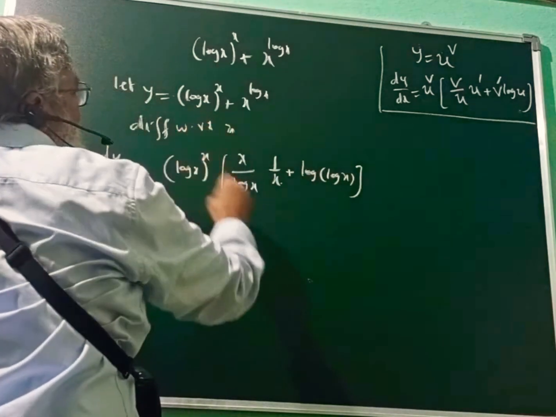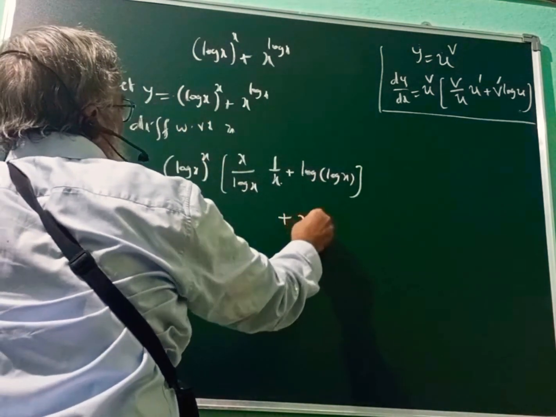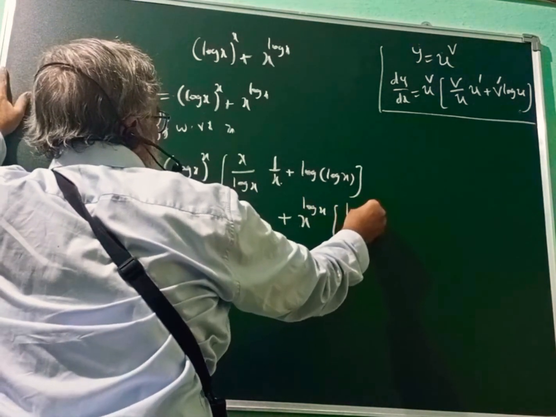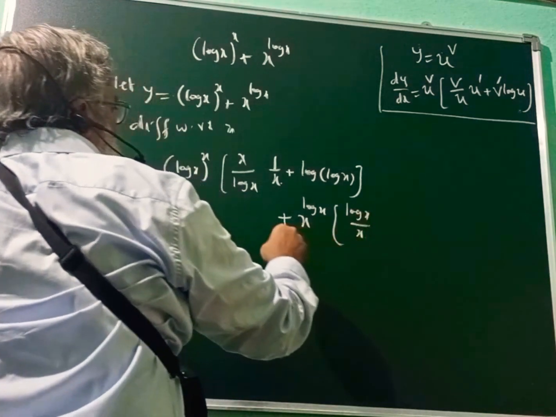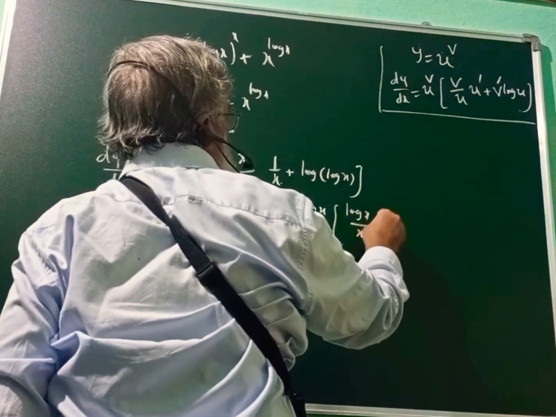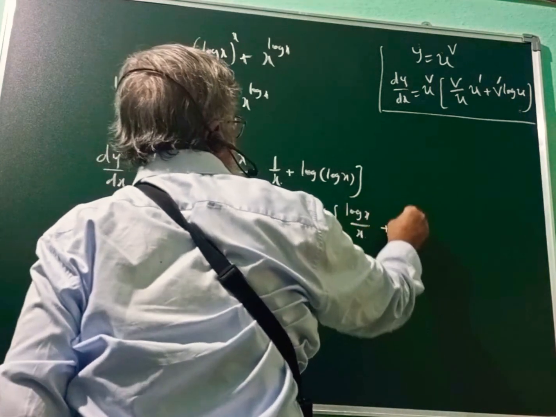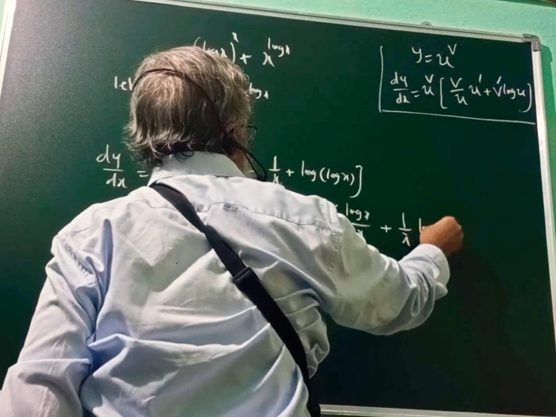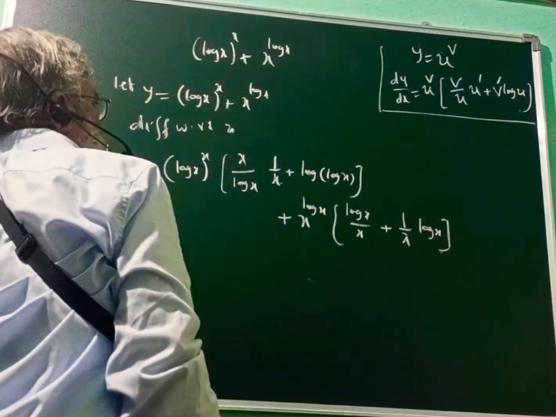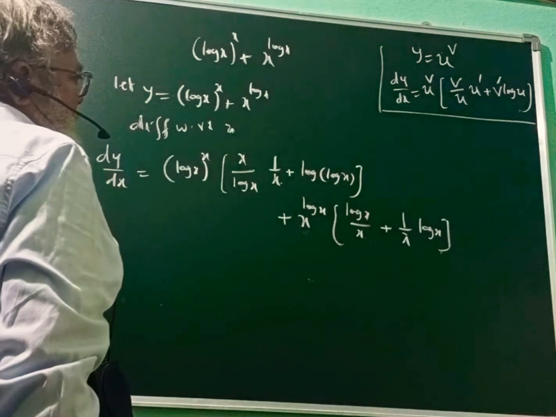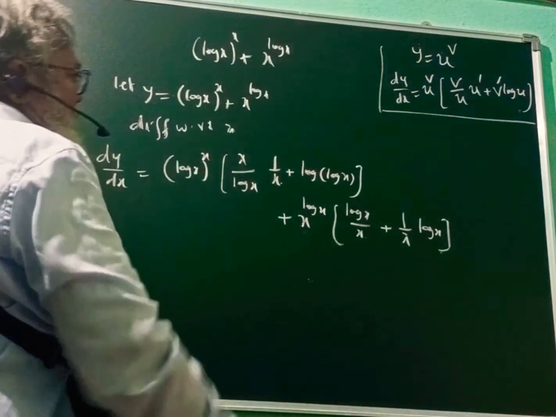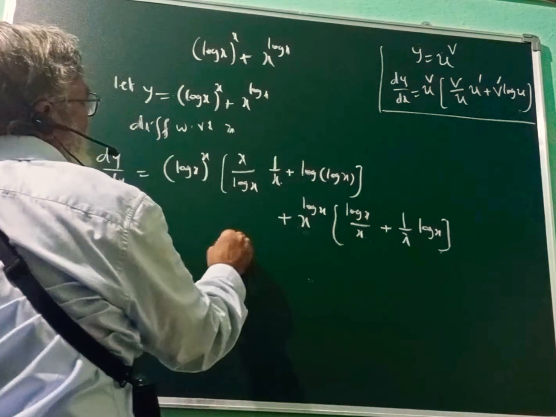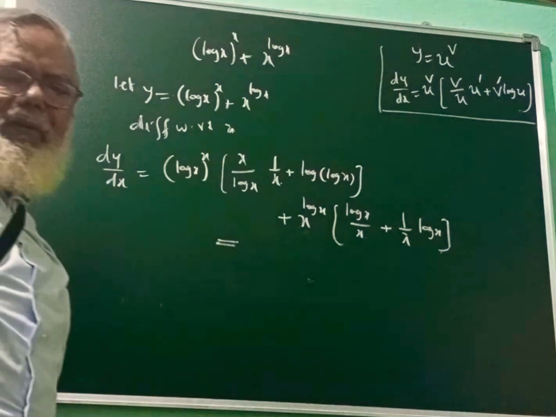This is for this. Now for this one, it is x raised to log x into v by u, log x by x, into the differentiation of x with respect to x, which is 1, and the differentiation of log x, 1 by x, into log of u, that is log x. There is no scope of much simplification. The only thing is that we can open the bracket, otherwise keep it as it is. That is the required answer. In a single step we are able to write down the answer.